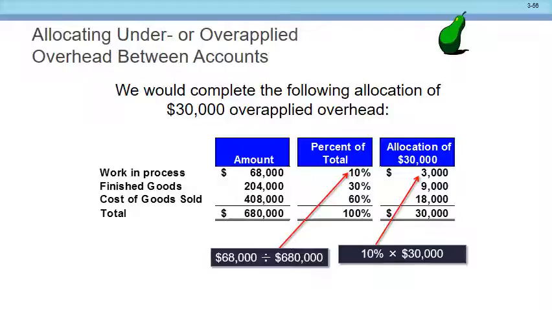And what happens? If work in progress had 68,000, it constitutes 10% of that total, doesn't it? So we take 10% of that. That means that 3,000 of the total 30,000 would be allocated to my work in progress. 30% would go to finished goods, and 60% would be going to cost of goods sold. So it's just allocating that 30,000 between the 3 accounts, right? And each one of them would receive a what? Were we under or over applied here? Now I forgot. Since we were over applied, each one of those would receive a credit for that amount, right? For the respective amounts up here.